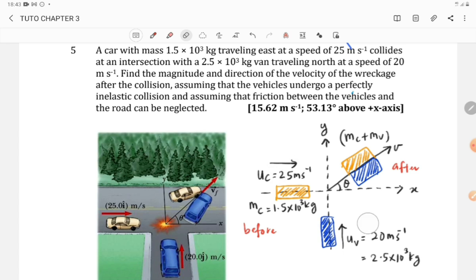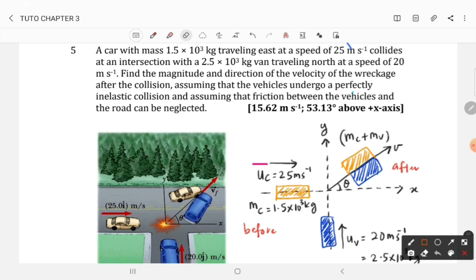So we need to picture the situation by drawing a diagram first. Initially, car is traveled to east, which is actually directed to the right with speed 25 meter per second. While van is traveled to north, which is along y-axis with speed 20 meter per second. At intersection, both vehicles collide with each other, and after that, they stick together and move with the same final velocity v. Our required is to find this v.